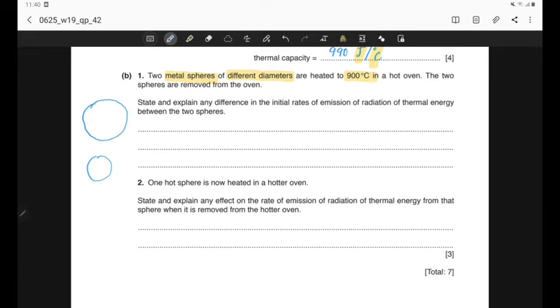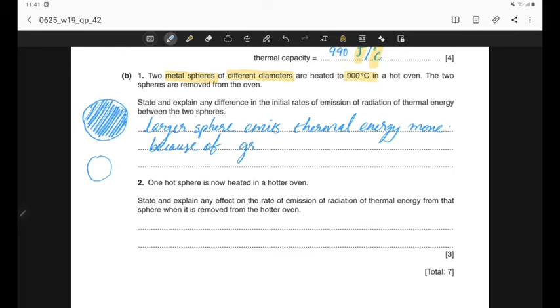So the sphere with large diameter will have larger surface area, so more area to emit heat or radiation. So more thermal energy will be lost. So we can write down: larger sphere emits more thermal energy because of greater surface area. Here the area is very important and you should mention that the large sphere emits more thermal energy.